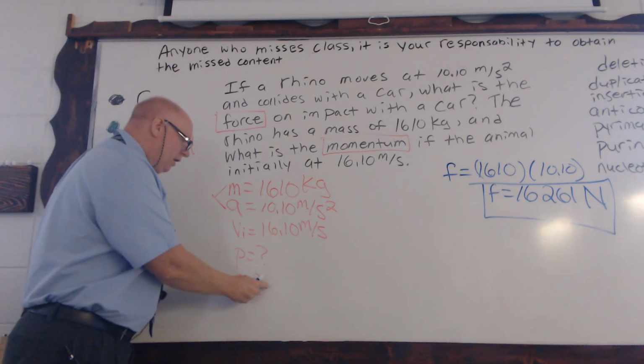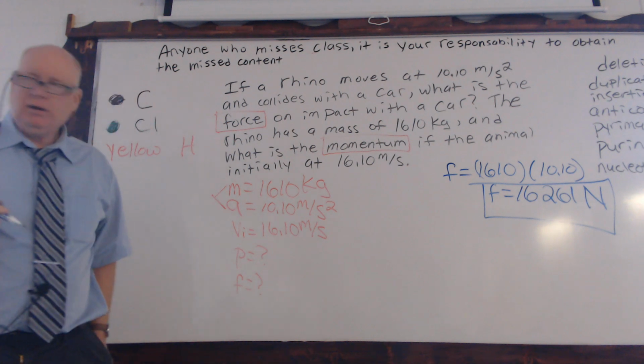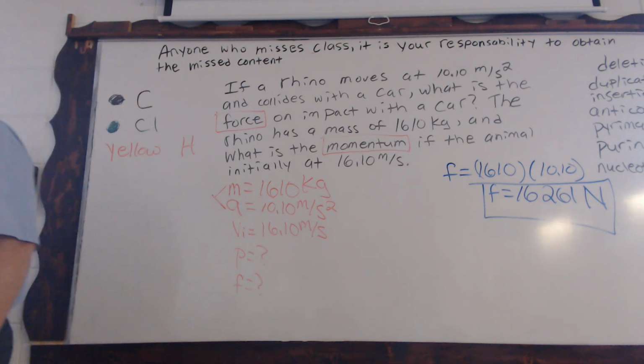So that takes care of this one. We've got our force now. So we need to calculate the momentum. What velocity is tied into any momentum? It's your final velocity. When we look at this, we don't have the final velocity. We only have the initial.